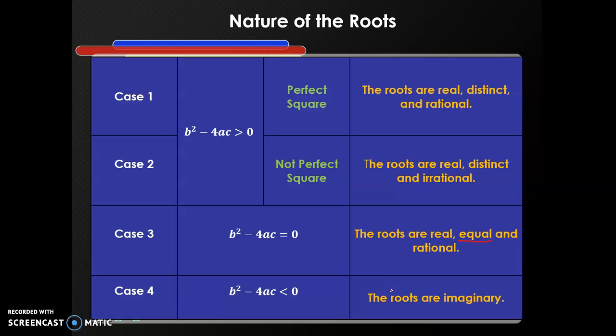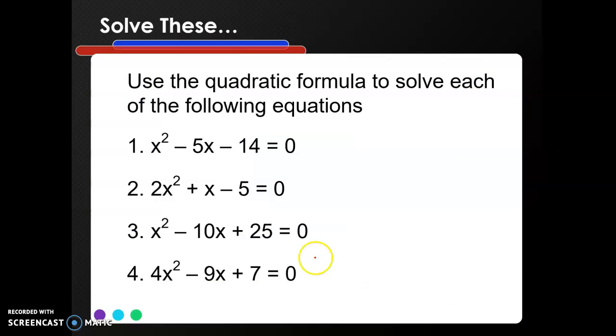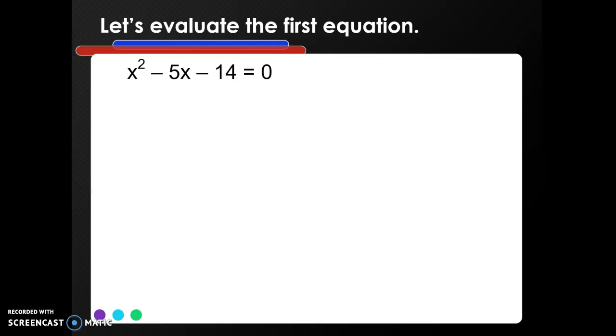Now let's proceed to examples on how to determine the nature of the roots using the discriminant. Let's have the following items, right? So first, x squared minus 5x minus 14 equal to 0. For you to solve the discriminant of the quadratic equation, you have to write it in standard form first. Since this one is already in standard form, we can now identify a, b, c. Our a is 1, b is negative 5, and c is negative 14, right?